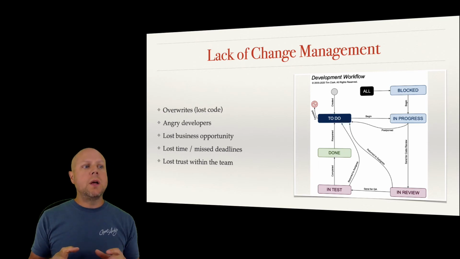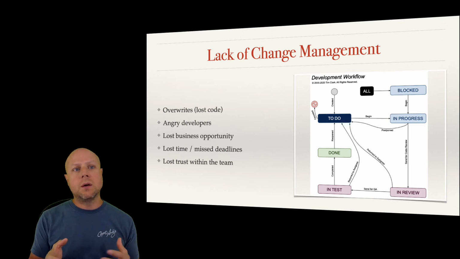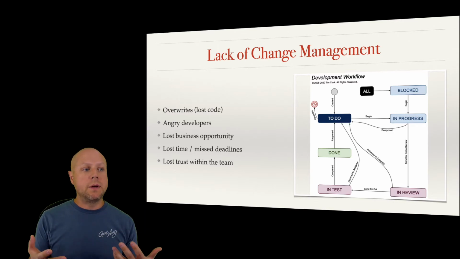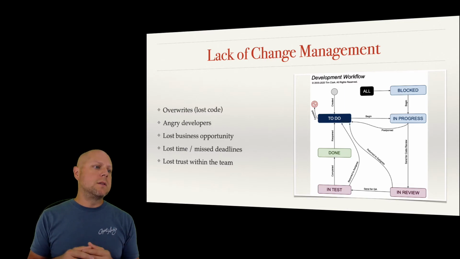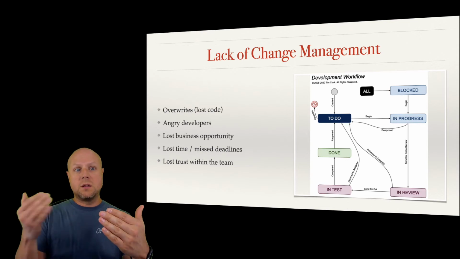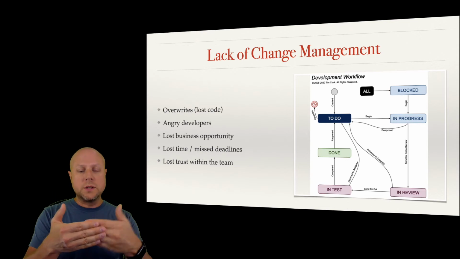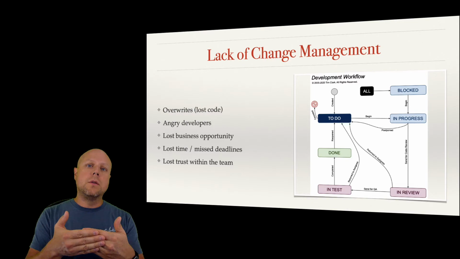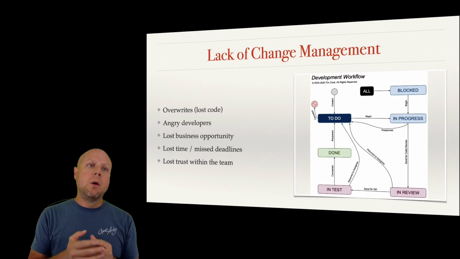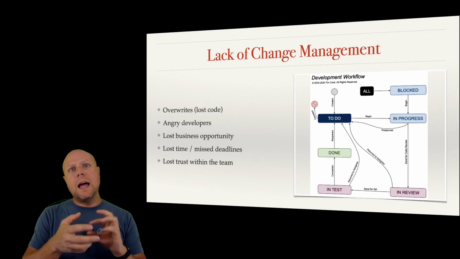And so with that, we also end up with that lost time like we talked about, but we end up with missed deadlines. And those kind of relate to the same thing, that when we have missed deadlines, we have missed business opportunity, which negatively impacts the business or organization. The other big one we have is a loss of trust within the team. When team members don't trust that when they submit code, it isn't going to be overwritten by another teammate, or that they might end up with conflicts and all these kinds of problems, what we end up with is this lack of trust.